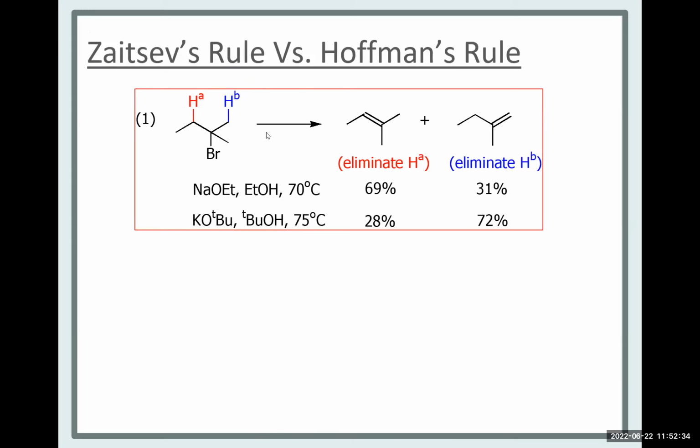Okay, so this kind of just shows you Saytzeff versus Hofmann. If you have a nice narrow nucleophile, it'll favor the internal. If you have a big bulky one, it'll favor the external.